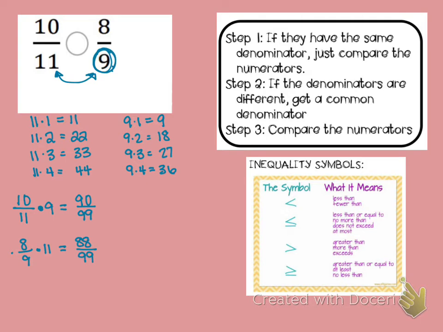So if you notice, by multiplying by the opposite fraction's denominator, it gives us a common denominator because 11 times 9 is 99, and 9 times 11 is 99. Okay, so now we're comparing 90 over 99 to 88 over 99. So when you're rewriting this, it's super important to keep it in the same order so that our inequality symbol is correct. Okay, now we compare our numerators. 90 compared to 88. 90 is greater than 88. So our answer is greater than.